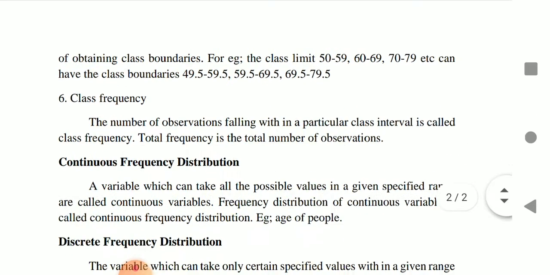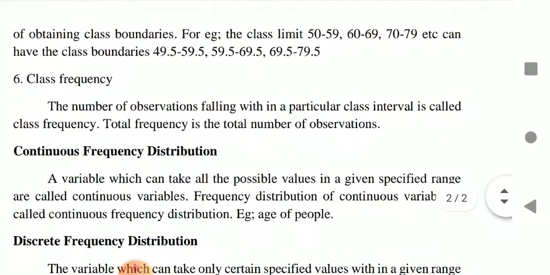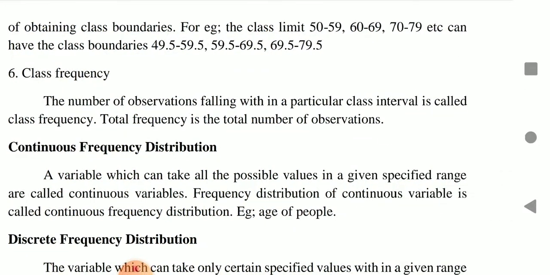And finally, class frequency. Class frequency means the number of observations falling in each class is known as the class frequency. ഓരോ ക്ലാസ്സിലെയും എത്രയാണ് ഒബ്സർവേഷൻ എന്നുള്ളതാണ് ലാസ്റ്റ് കോളത്തിൽ ക്ലാസ് ഫ്രീക്വൻസി എന്ന് പറയുന്നത്. ഓക്കെ, അപ്പോൾ ടോട്ടൽ ഫ്രീക്വൻസി ഈസ് ഈക്വൽ ടു ടോട്ടൽ നമ്പർ ഓഫ് ഒബ്സർവേഷൻസ്.